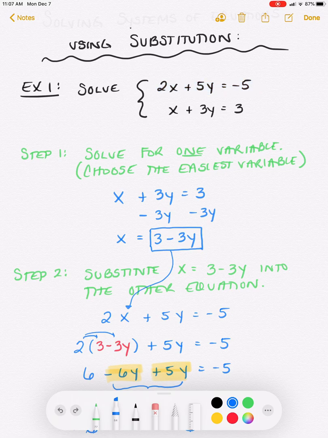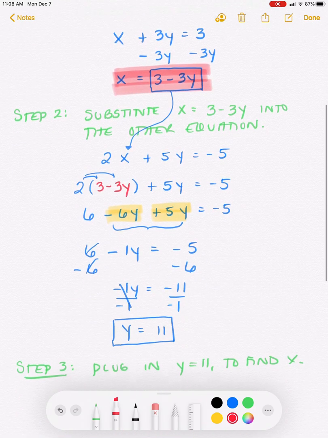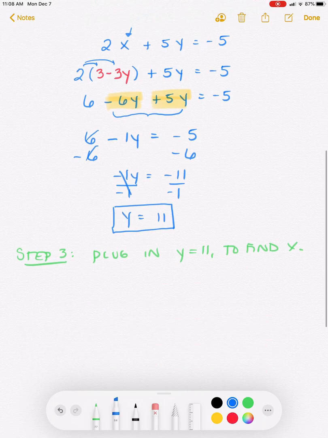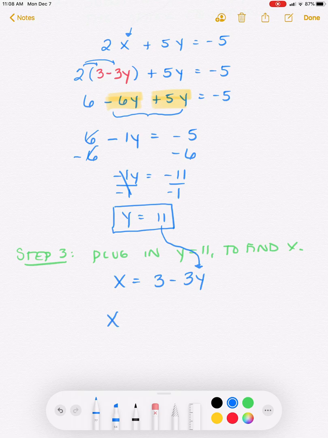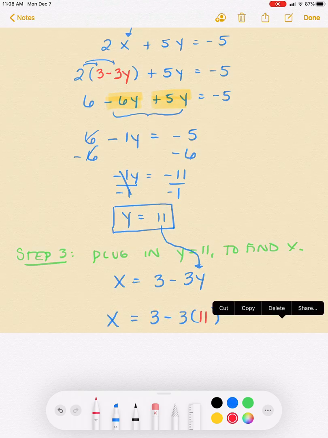which works, but it's not the easiest. We could plug y equals 11 into the second equation, but it's not the easiest. The best place to plug it in is going to be this right here, this equation from step 1 where we solved for x. And so if I write this down, x equals 3 minus 3y, then all we have to do is plug the 11 in for y. Okay, 3 minus 3, take out the y and replace it with an 11.